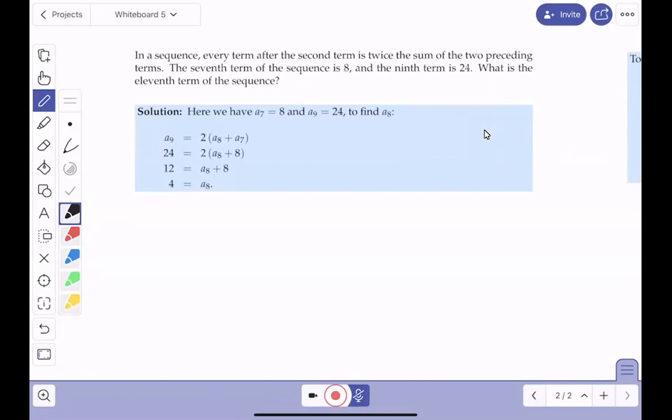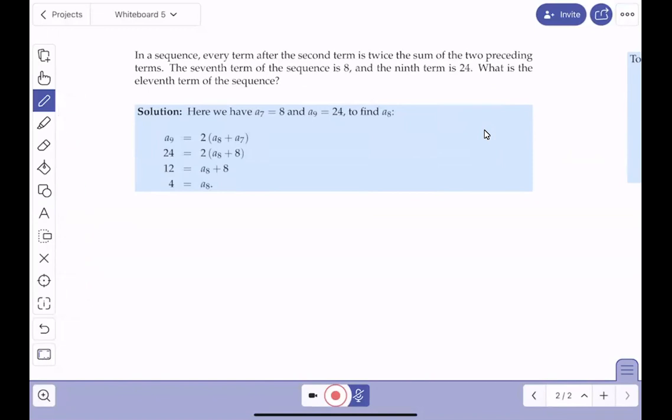And what does it say? It says every term after the second term is twice the sum of the two preceding terms. Again, for a lot of students, that's word soup. It doesn't say much to them. They could read that, but they're not quite clear what that says. But anyway, they say the seventh term of the sequence is 8.